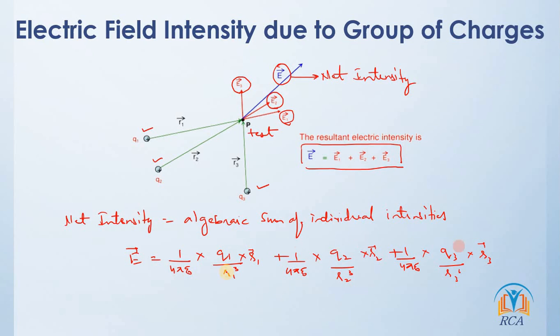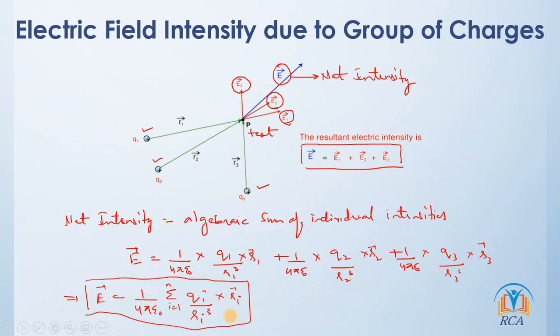We already know how to write these things, right? And we can also write this in summation form, that net intensity E will be equal to 1 upon 4 pi epsilon naught summation of Qi for the ith particle over Ri squared multiplied with Ri vector, where i goes from 1 to n, if the number of charges is n. Then intensity will be given by summation of all these contributions. And that is how we can find out the electric field intensity due to a group of charges at a test point. Do we all understand that thing? It is just the algebraic sum of the individual intensities.